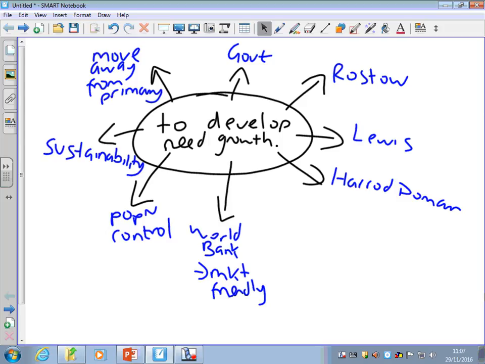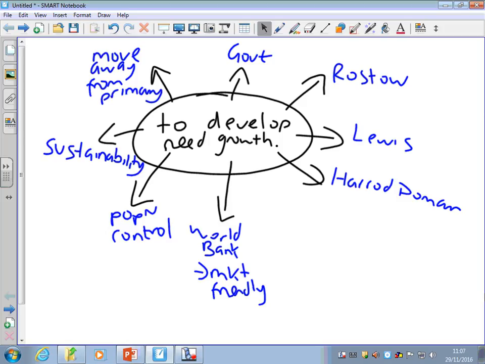Now, if you're developing, what it basically means is that you are pushing up your Human Development Index score. Well, that means that education is becoming better, it means that healthcare and life expectancy are improving, and income levels are starting to grow. Okay, now what we're looking at mainly in this topic are the developing economies. So these are the ones that have got very low Human Development Index scores.